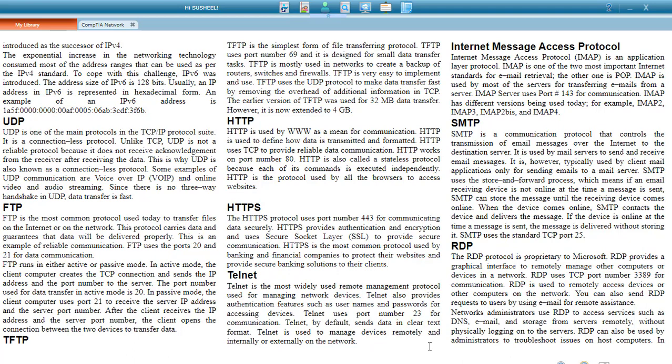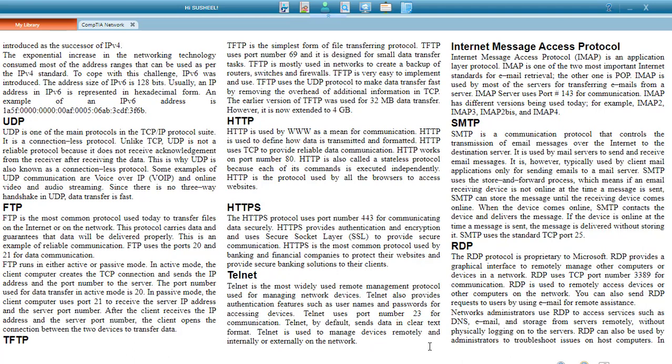Usually, an IP address in IPv6 is represented in hexadecimal form. An example of an IPv6 address is 5F0000:0000AF0005:06 of 3CDF3F6B. UDP. UDP is one of the main protocols in the TCP/IP protocol suite.